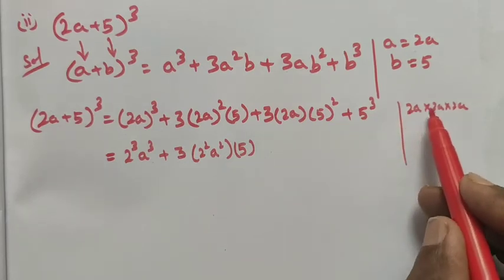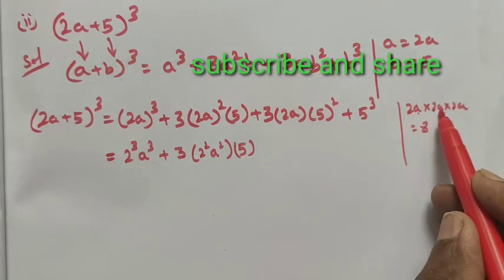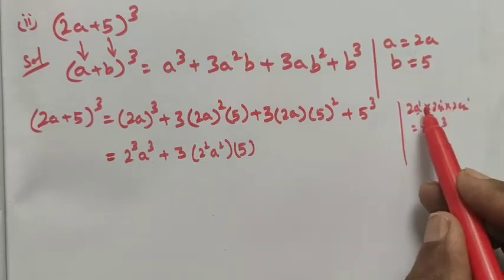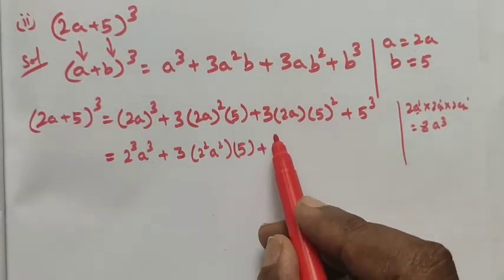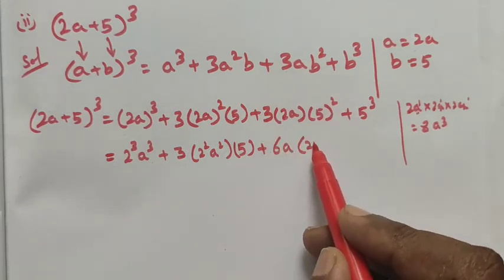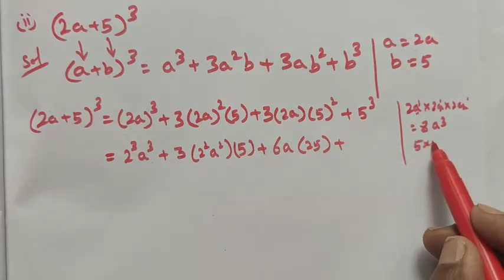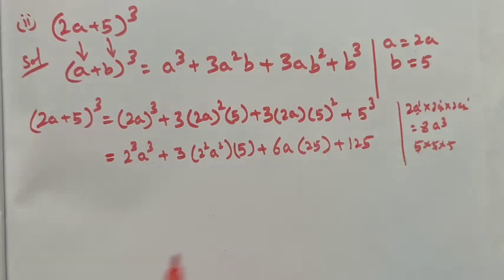Or otherwise we can write in the form of 2a into 2a into 2a as an expanded form. 2 2s are 4, 4 2s are 8. a into a square into a is a cube. When the bases are equal, we can add the powers: 1 plus 1 is 2, 2 plus 1 is 3. That is a cube. Directly we can write. Plus 3 2s are 6 into a, 5 5s are 25. Plus 5 cube, 5 into 5 into 5. 5 5s are 25, 25 5s are 125.